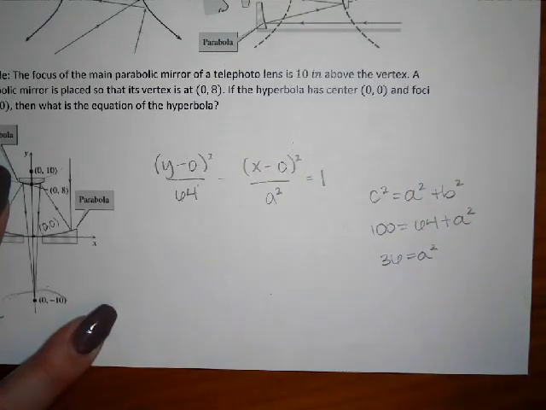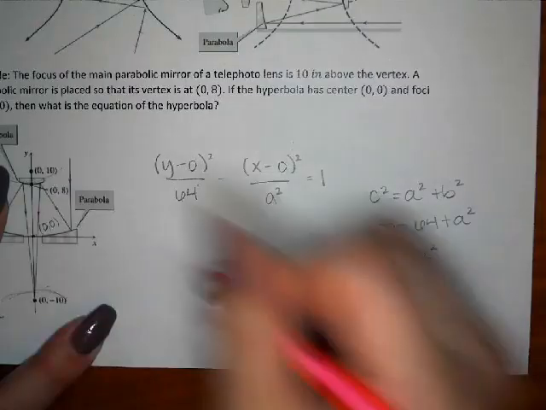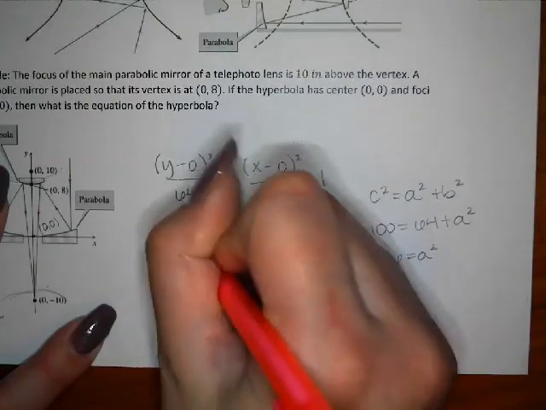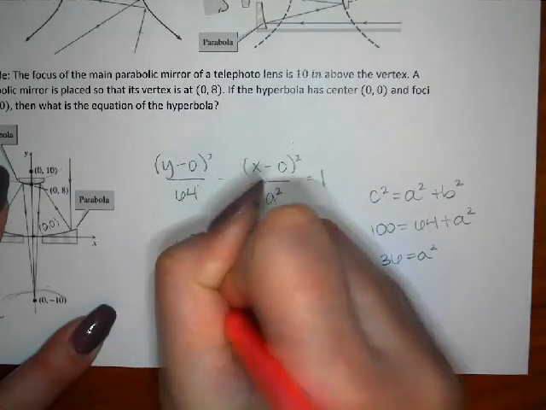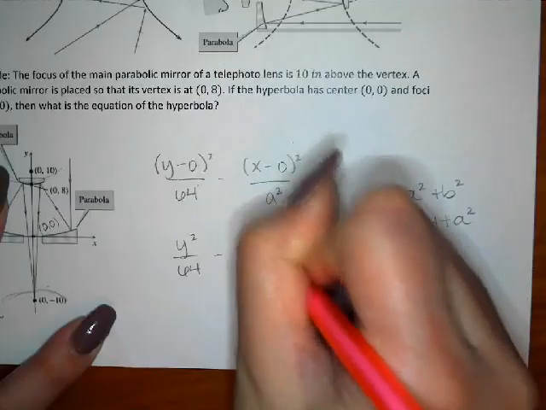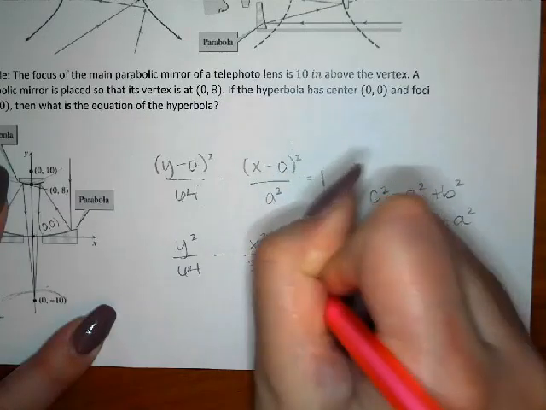So the equation of the hyperbola that's represented in this situation would be y squared over 64 minus x squared over 36 equals 1.